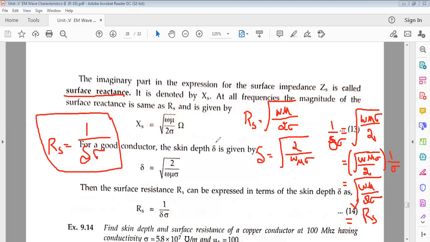For the surface impedance of a good conductor, the real part is called the surface resistance, and the imaginary part in the expression is called the surface reactance. The relation between the surface resistance and the skin depth delta is Rs is equal to 1 by delta into sigma. Okay, my dear students.